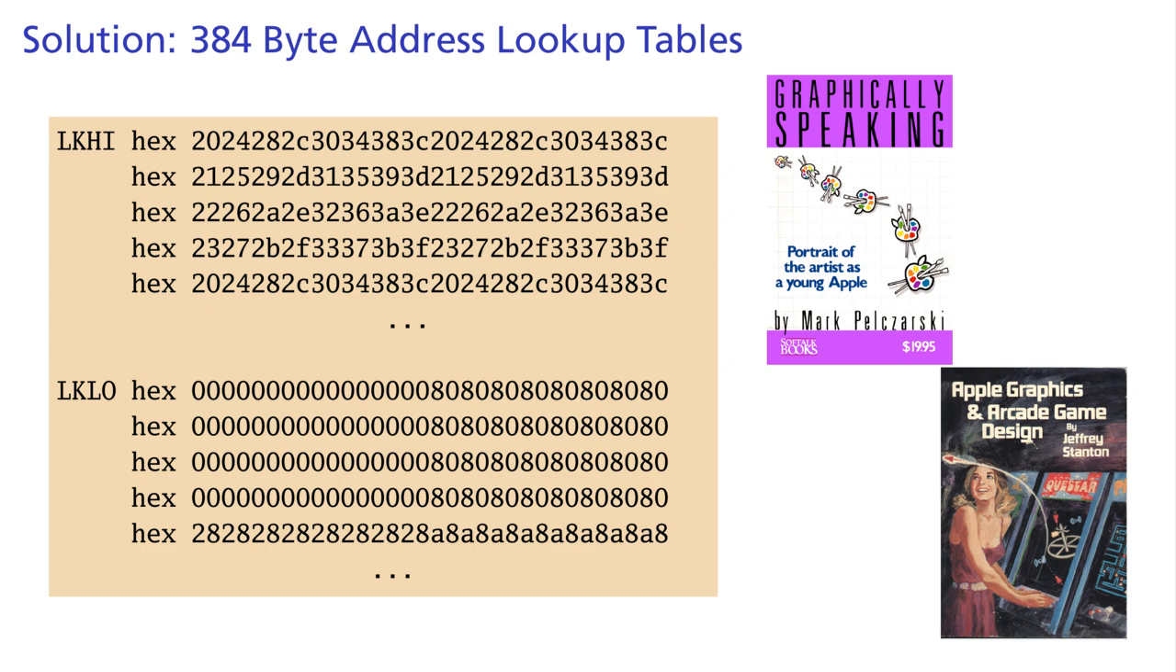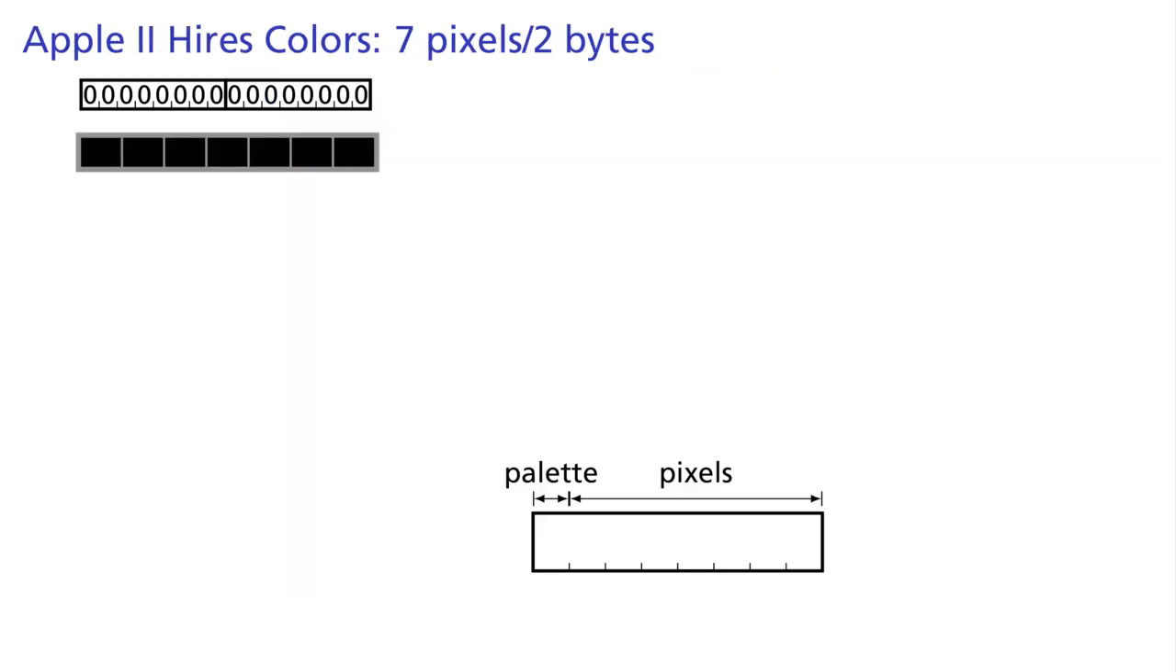You can find these sorts of tricks described in books like Mark Pelczarski's Graphically Speaking and Jeffrey Stanton's Apple Graphics and Arcade Game Design. The encoding of high-res color pixels is as idiosyncratic as their addresses, and the story I'm going to tell is far simpler than what's really going on, but it's enough for now. Every 2 bytes represents 7 color pixels. The least significant 7 bits of each byte represent the pixels from left to right, which is backwards from how we write numbers. The most significant bit of each byte selects its palette, choosing between green-purple and blue-orange.